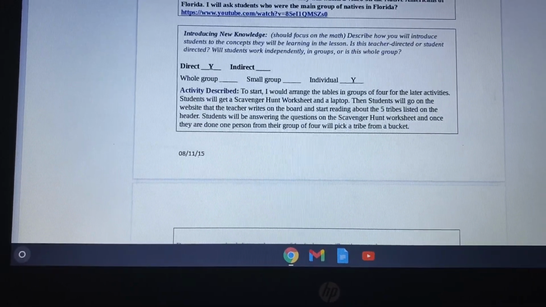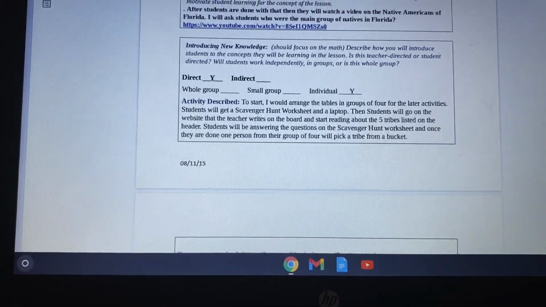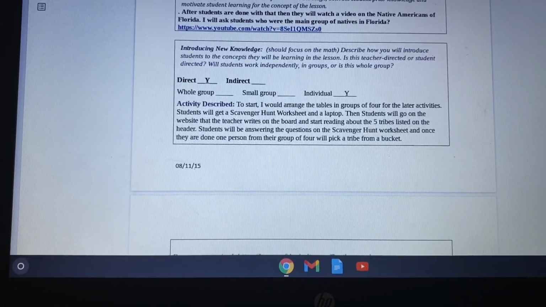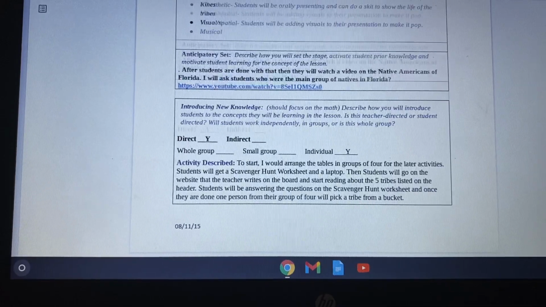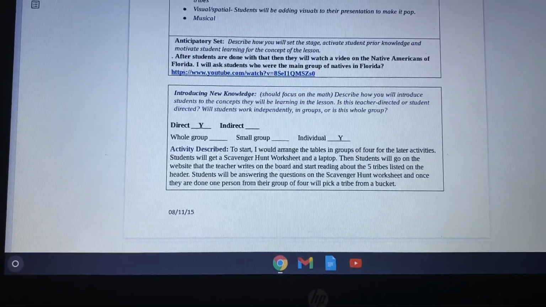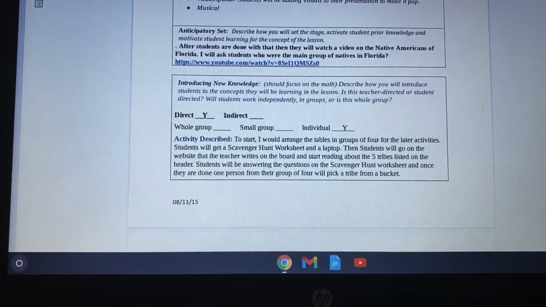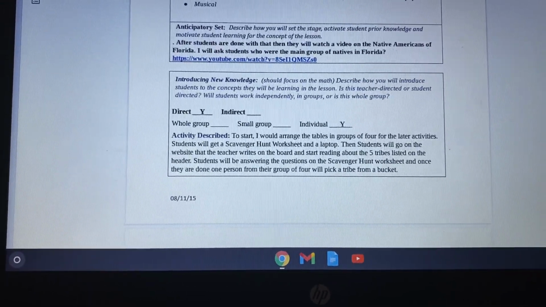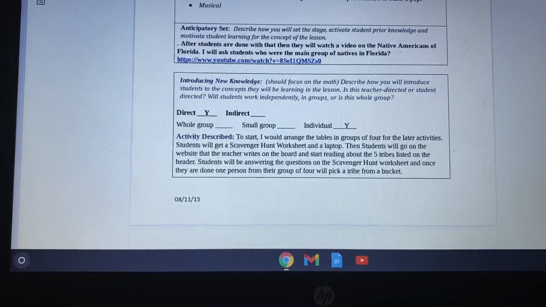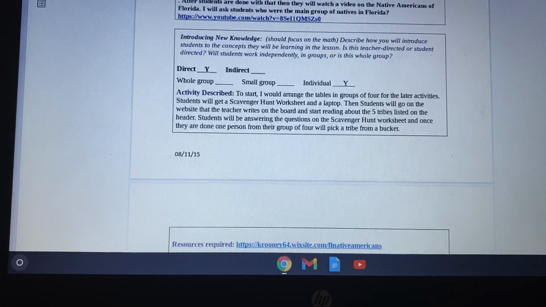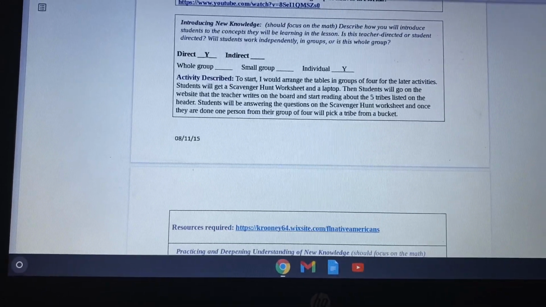For the anticipatory set, after the students were done with that, they will watch a video on the Native Americans of Florida. I will also ask students who were the main group of natives in Florida. And then introducing new knowledge. It's direct and it's individual.